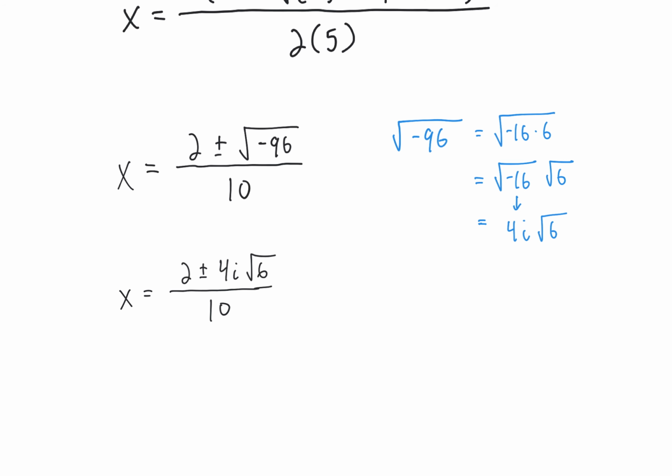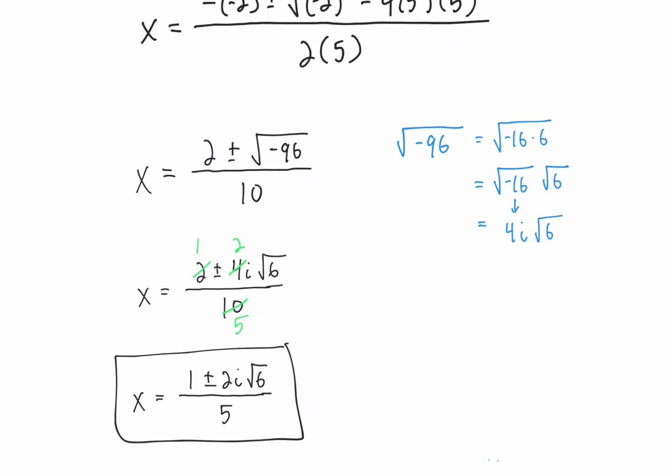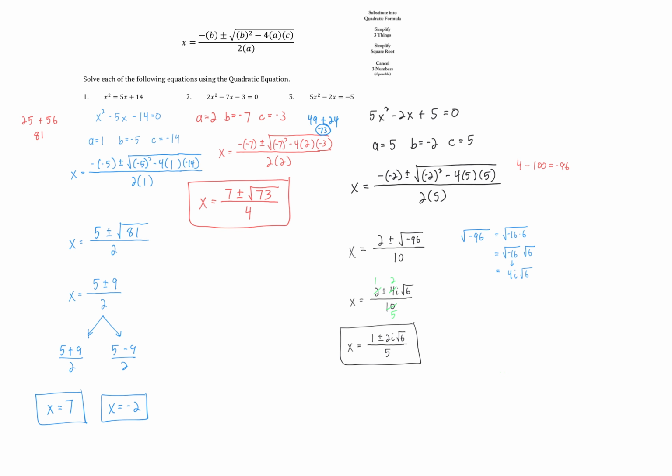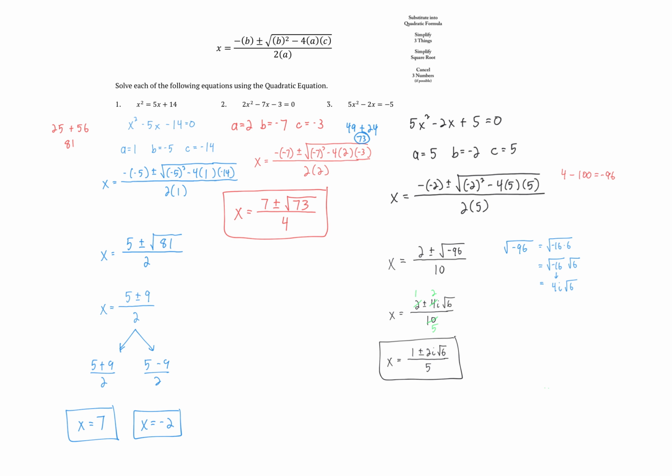And so these are all divisible by 2. So divide by 2, divide by 2, divide by 2. And then we'll just rewrite it. So that's 1, 2i root 6 all over 5. Again, we don't split up since we ended up with a square root. And so those are the answers.